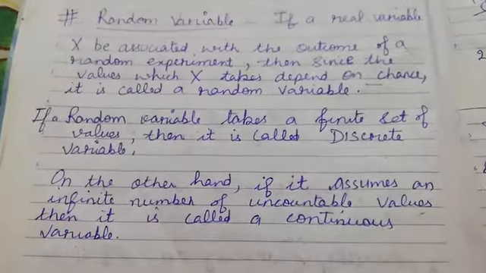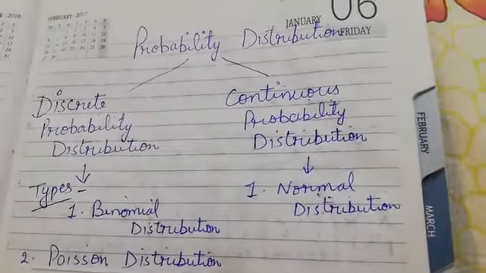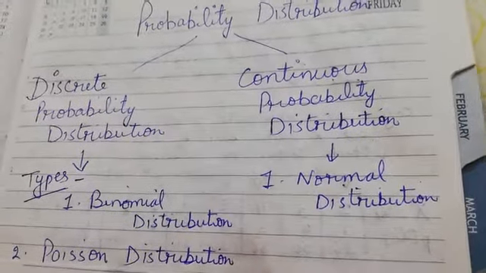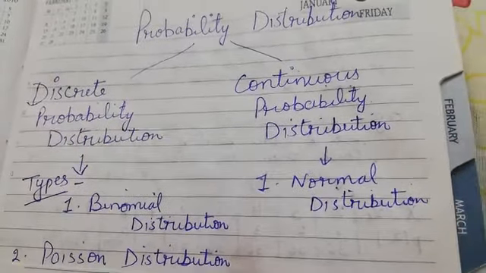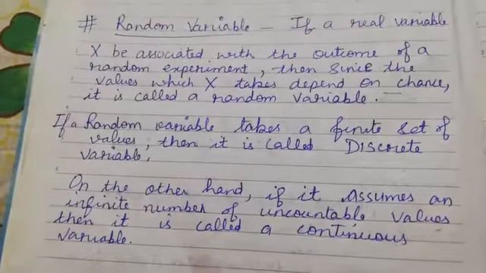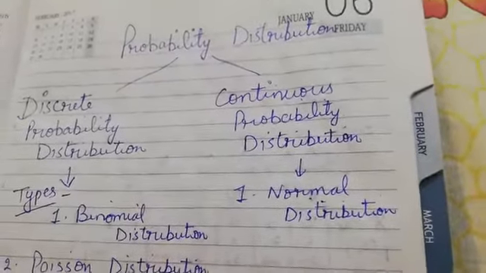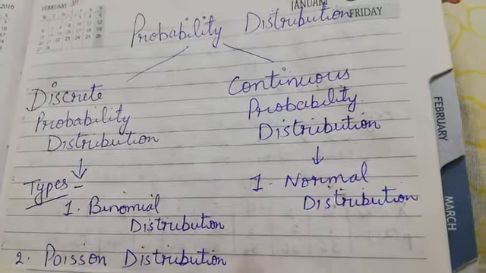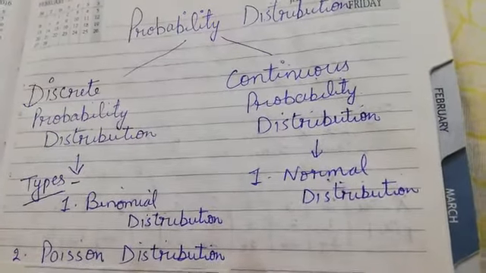Okay. So next comes the distributions, the probability distribution. There are a total of two types of distribution. One is discrete probability distribution and the second one is continuous. As we have studied, there are two types of variables, discrete variable and continuous variable. So depending upon them, we have two types of distribution. One is discrete probability distribution and the second one is continuous probability distribution.